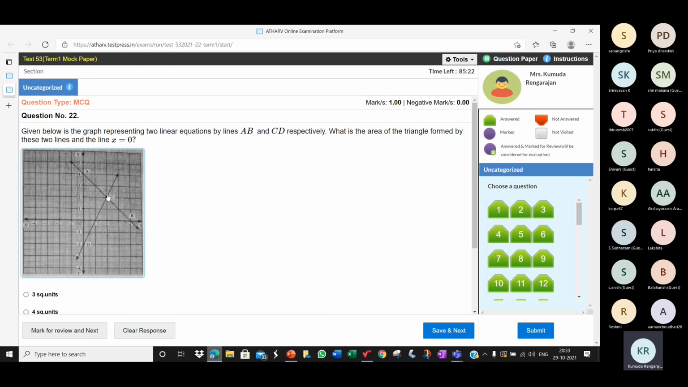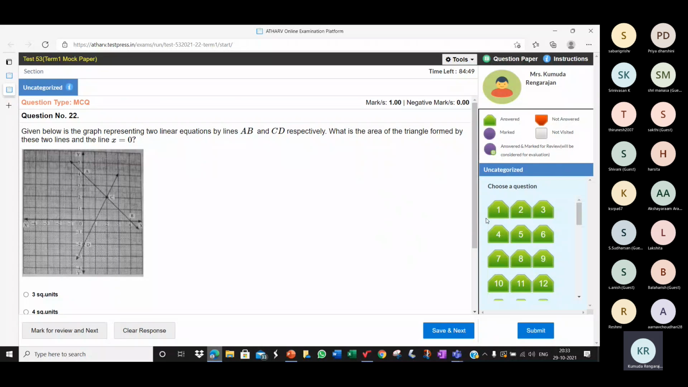This is the triangle formed with the x-axis, that is y is equal to 0. And this is the triangle formed with the y-axis, which is x is equal to 0. This is one line. This is the other line.